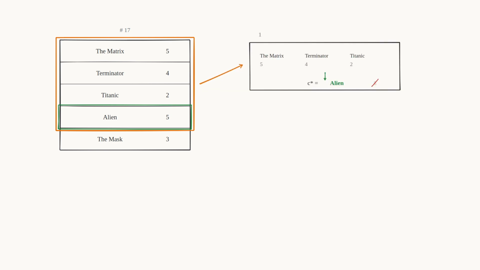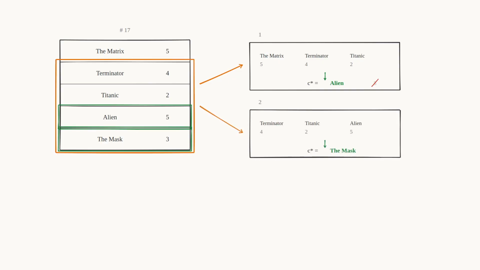Now, user 17's history did in fact continue. After Titanic, he watched Alien and rated it 5, and then The Mask, rated 3. So let's slice it. Example 1. Input: The Matrix 5, Terminator 4, Titanic 2. Correct answer, Alien. And look at that. Our running example was a training example all along. The model was predicting Alien, and the user really did watch Alien.